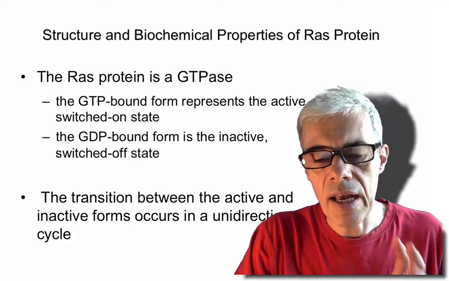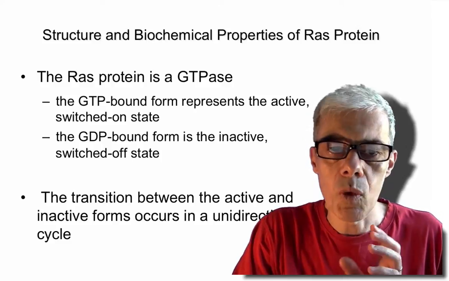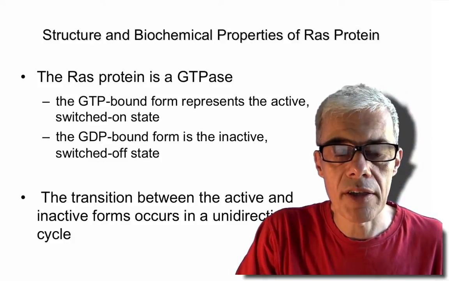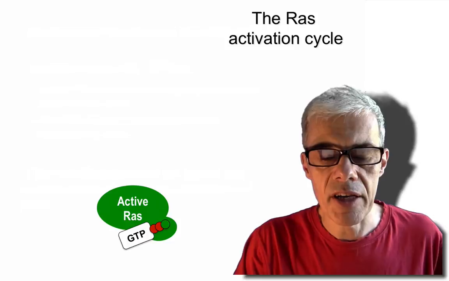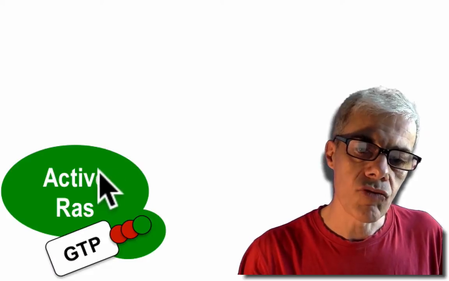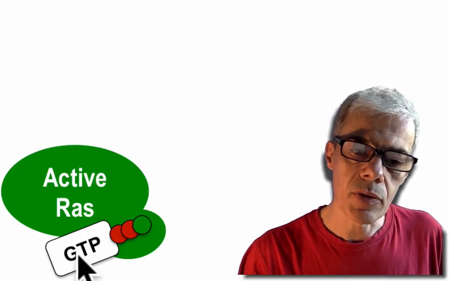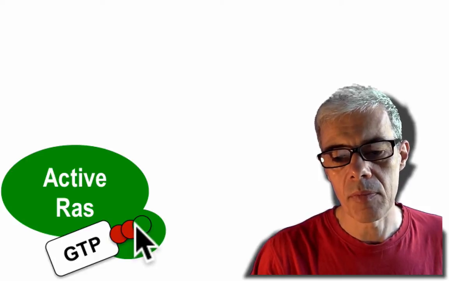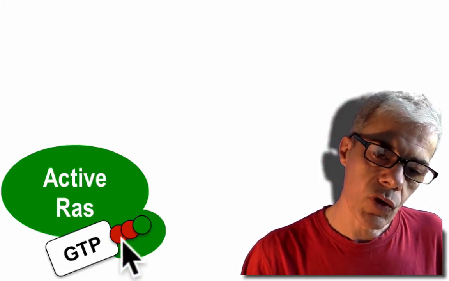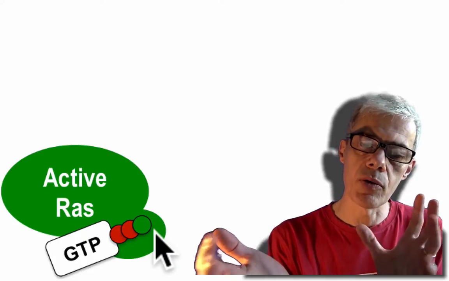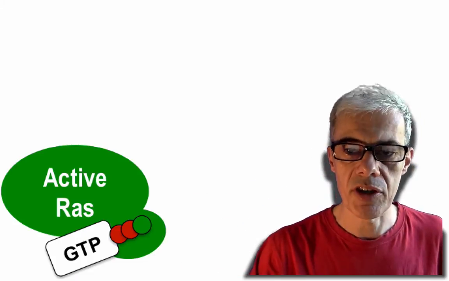Any molecular textbook will have a diagram showing the activation and the turning off of the Hras protein. I've done my own little animation here to represent the Hras activation cycle. Shown here is Hras in the active state bound to GTP, and I've represented the phosphates as two red and one green circle. I've drawn a little blob on the active Hras protein, indicating that the effector loop is exposed and that it's able to turn on gene expression.